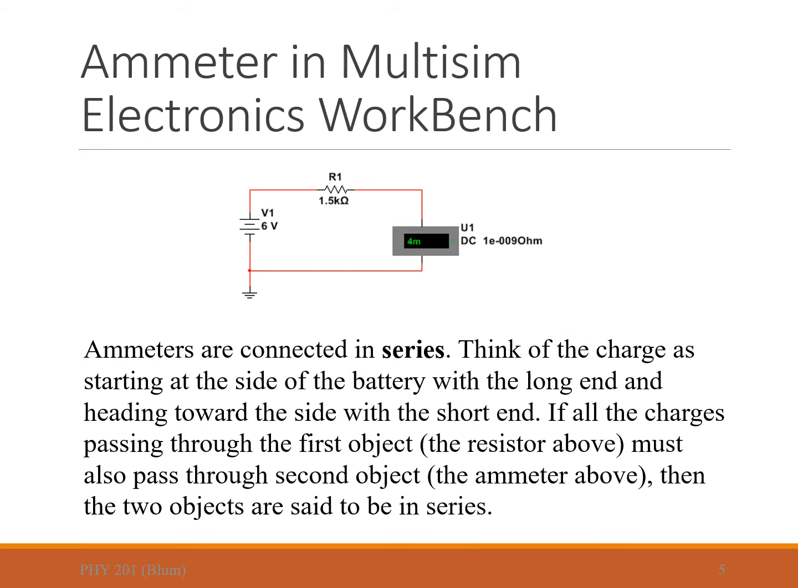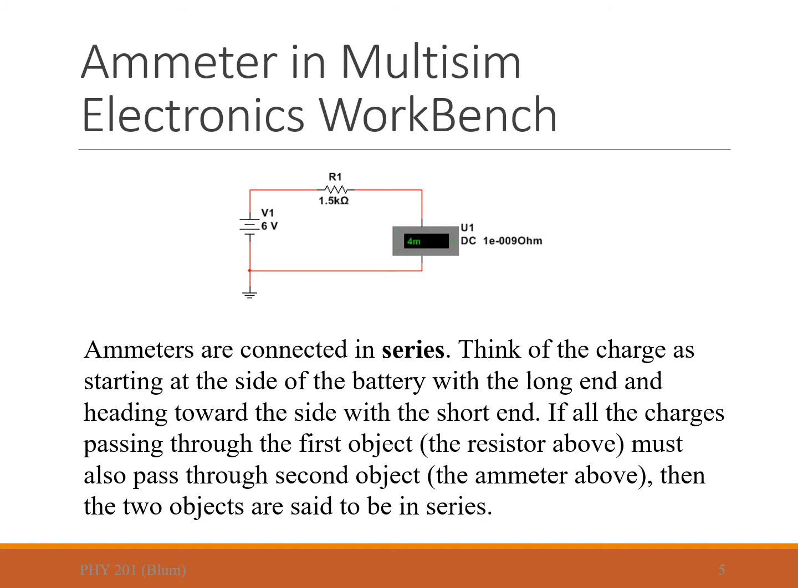The diagram shown here shows an ammeter that is in series with a resistor. The alternating long and short lines with 6V, 6 volts, next to them represent a battery. And we think of positive charges as coming out of the side of the battery with the long end, going around a circuit, a closed loop, and ending up on the side of the battery with the shorter end. The charges then pass through the first object, the zigzag line marked R1, which represents a resistor.